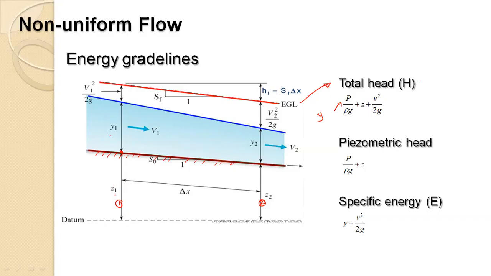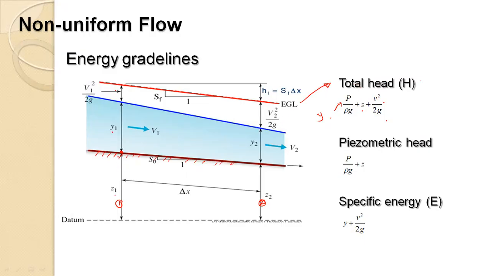So Y plus Z plus V squared divided by 2g would be your total head. At point 1, it would be Y1 plus Z1 plus V1 squared divided by 2g. At point 2, it would be Y2 plus Z2 plus V2 squared divided by 2g. So that is your total head, and the total head is represented by the energy grade line.